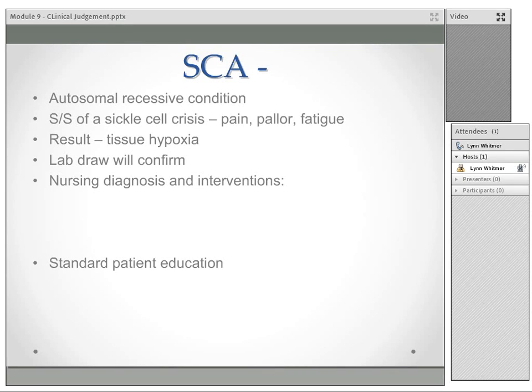Again, a lab draw will confirm the diagnosis. It would be in our best interest to confirm the diagnosis upon birth, so we can be preparing and keep the parents alert at all times for any signs and symptoms, but this isn't always the case.